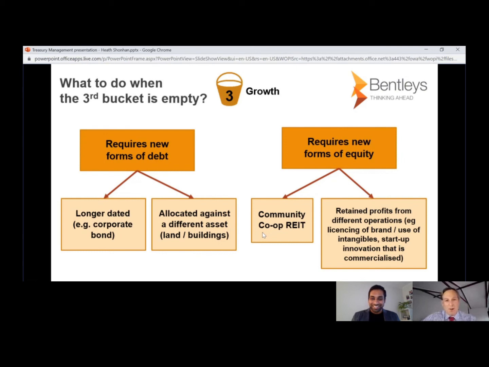This is just scenario planning at a very general level, and is certainly not personal financial advice for anybody. But this community cooperative REIT has a number of advantages.